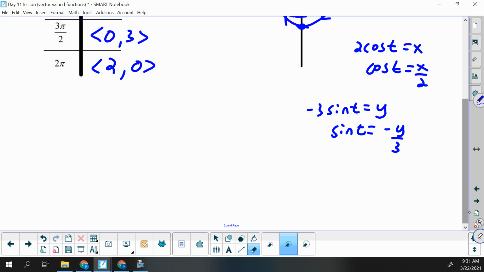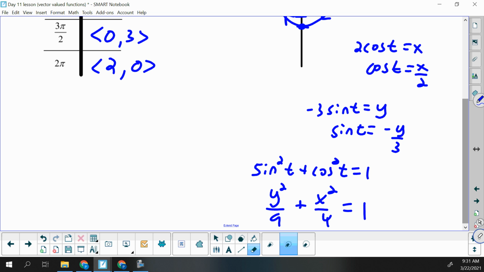Well then, eliminating our parameter, we know that sine squared t plus cos squared t is equal to 1. So if we square our sine part, we'll get y squared over 9. If we square our cos part, we'll get x squared over 4, and that's equal to 1. And this is our form of an ellipse. Our radii are the square roots of those denominators, so we have 3 radius in the y direction, 2 for the radius in the x direction.